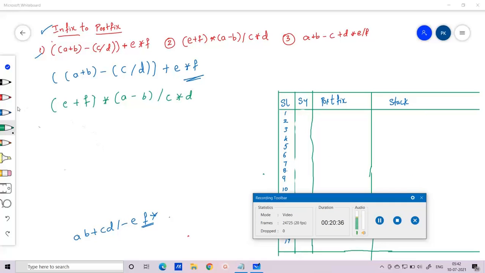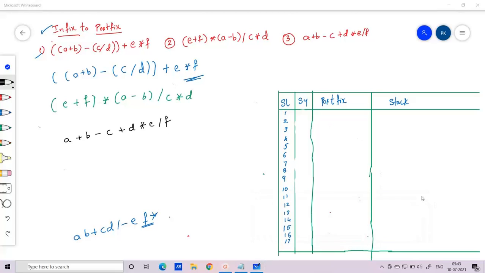Okay, now we'll go with the third problem. So the third problem we have is a plus b minus c plus d into e by f. Okay, so this is our third problem. Now we are going to solve this problem.